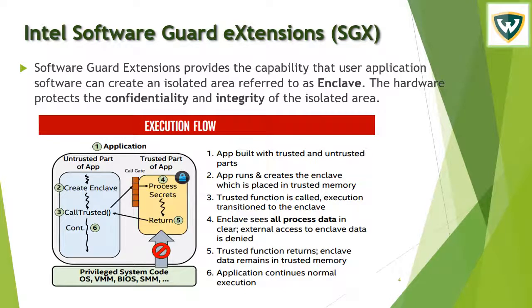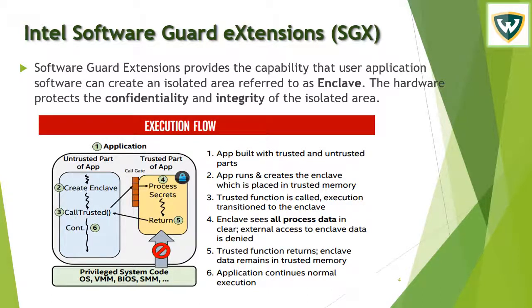When the execution reaches the enclave, the intended task and function is executed inside the enclave, where all data will appear in clear text, and after that the results will return to the caller function inside the untrusted part. And after that, the normal execution of the application will continue.